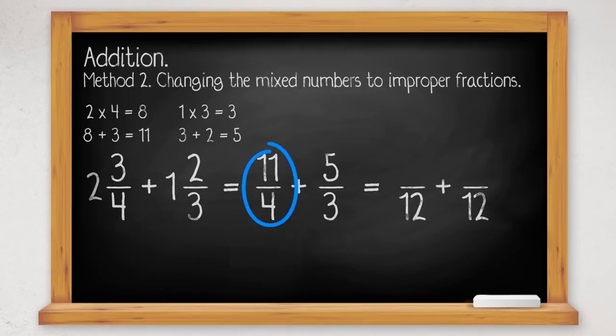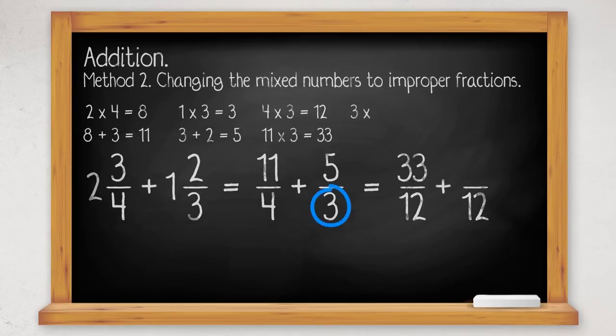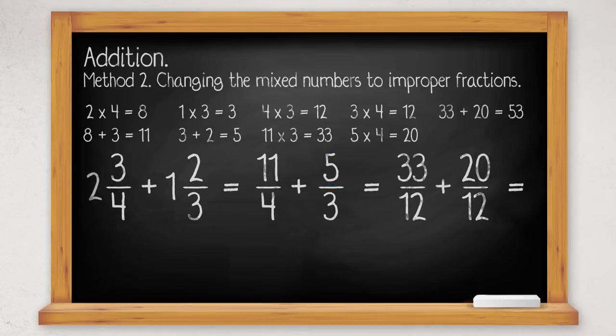So 11 over 4 is something over 12, and 5 over 3 is something over 12. I've multiplied the 4 by 3 to get 12, so I times the top by 3 to get 33. I've multiplied the 3 by 4 to get 12, so I times the top by 4 to get 20. I now add 33/12 and 20/12, to get 53/12.